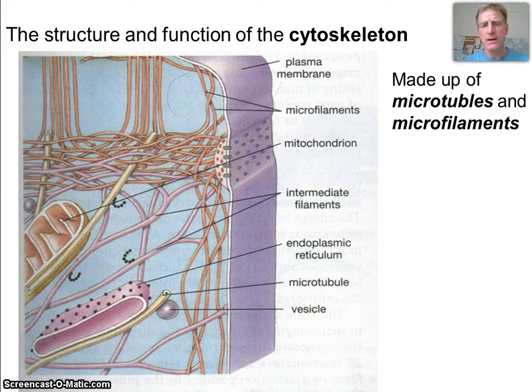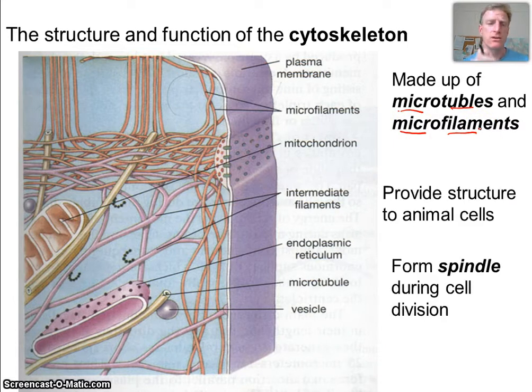The two main types of structures in the cytoskeleton are microtubules, which literally means little tubes, and microfilaments, which basically means little threads. Microtubules are going to form a structure called the spindle during cell division. We'll talk about that in a couple weeks. And microfilaments are those muscle fibers that pull against each other and allow muscles to contract and give you movement. So those are part of the cytoskeleton.